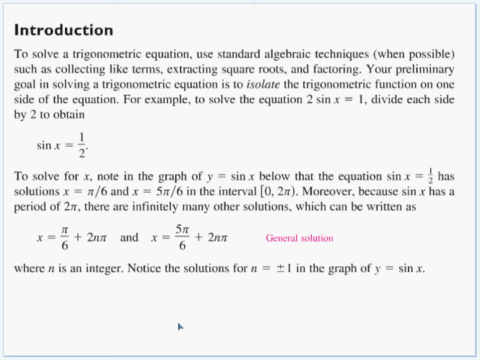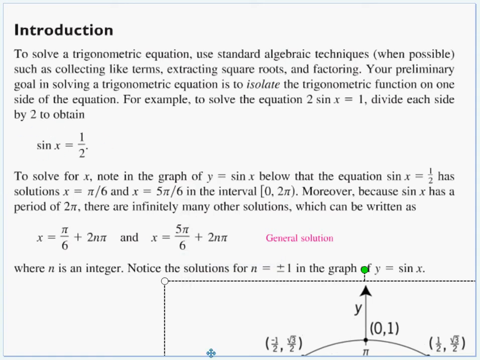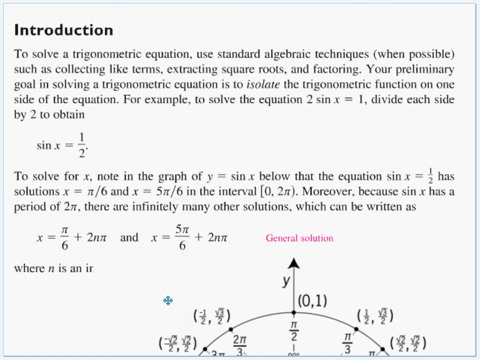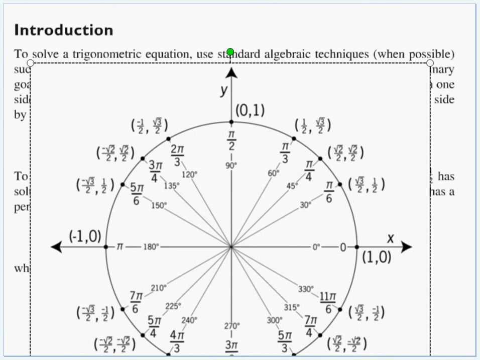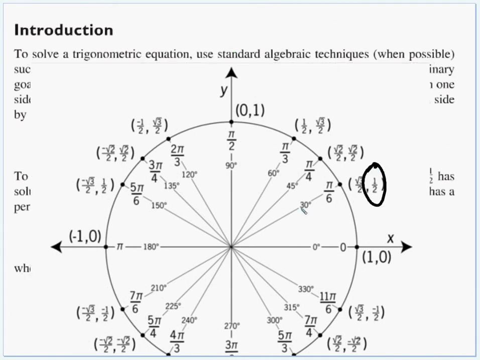If I bring up real quick, I think I got a unit circle here. Boom. Sine x is equal to a half. We know from studying the unit circle that sine values are y values. So I'm going to start looking at my y values until I see positive a half at pi over 6, and also over here at 5 pi over 6.